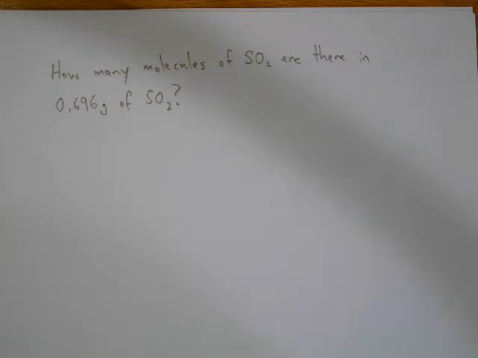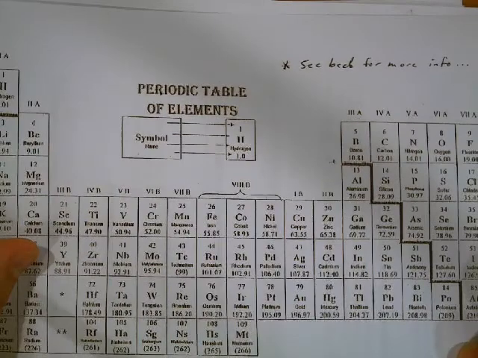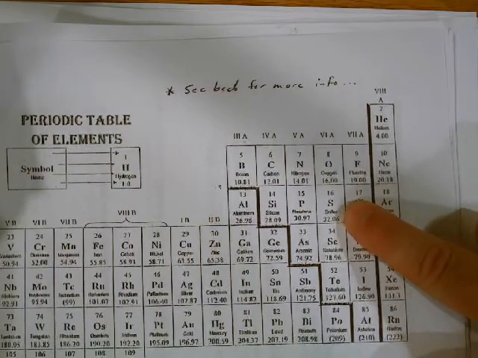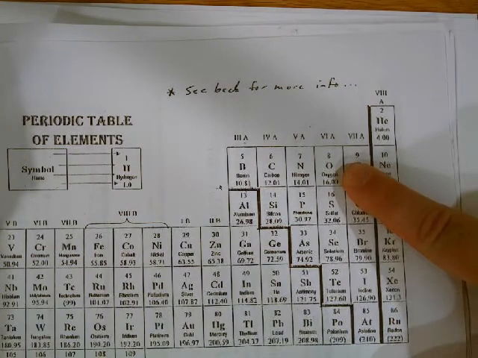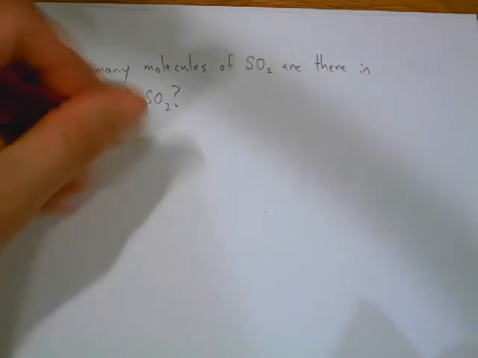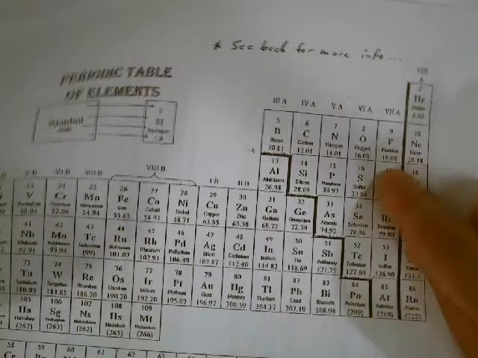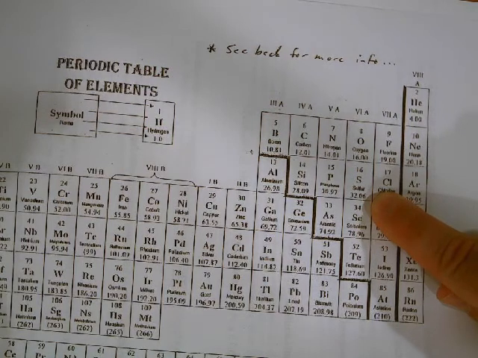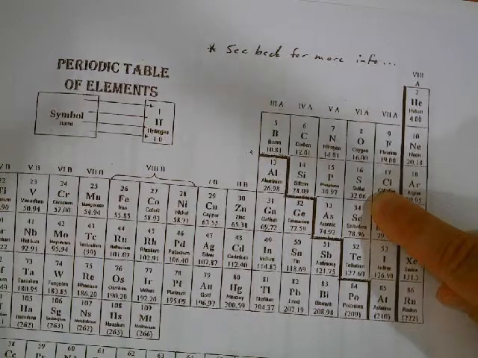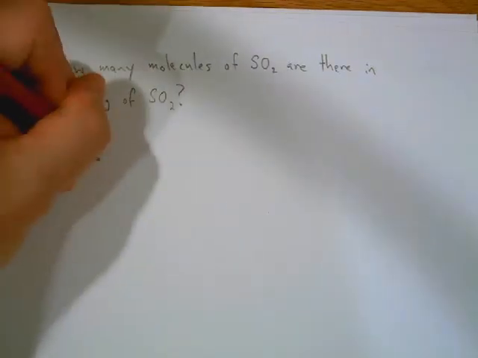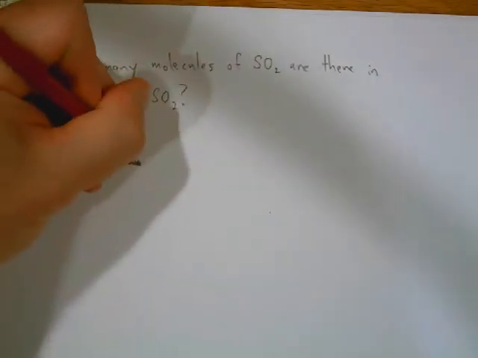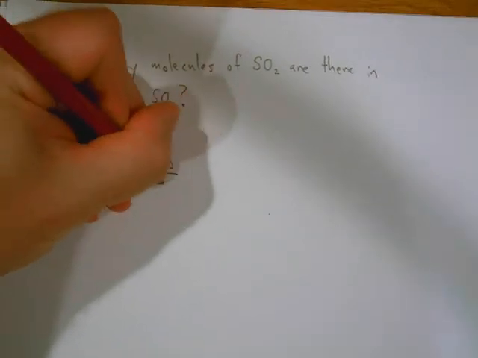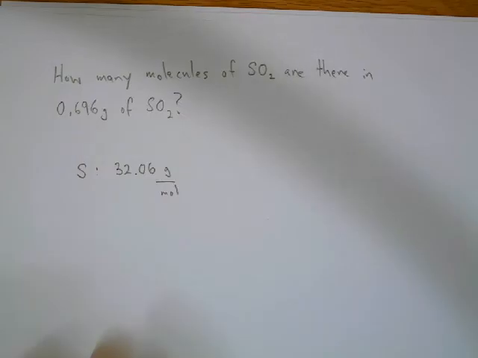First of all, you're going to have to use your periodic table, and there are a couple of things you need to understand. Here's S, here's O. S is 32.06. What does that stand for? It stands for 32.06 grams per mole. So let's write that down: S is 32.06 grams per mole.